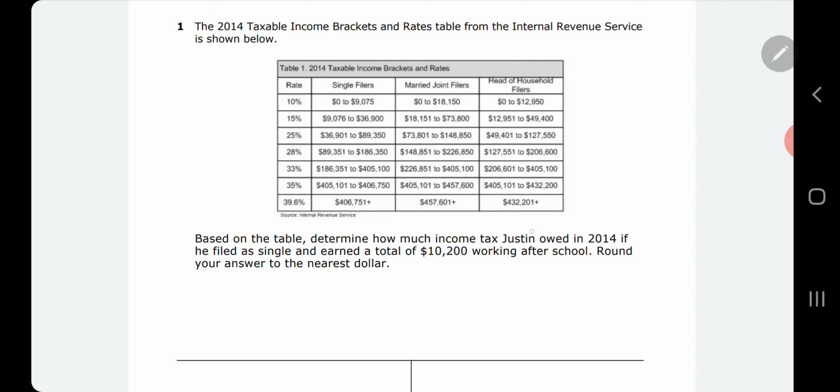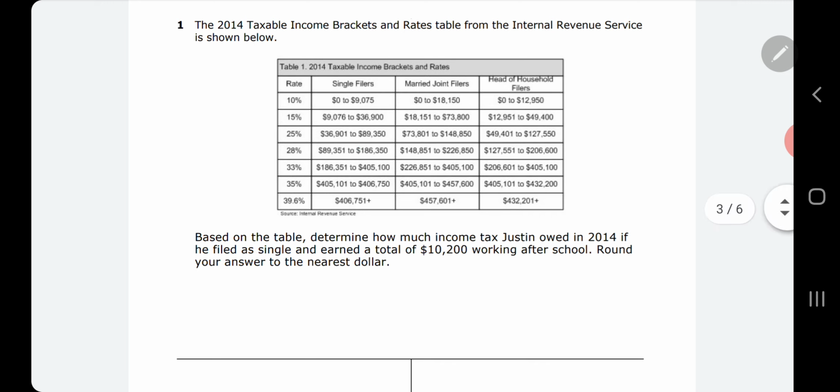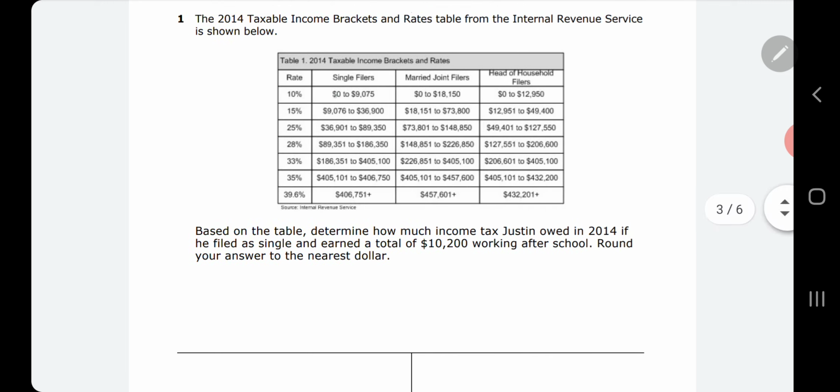Well, he is single, so we're looking at the second column, and we're going to take his money and look between $0 and $9,075, which he did make more than that, but up to $9,075, he's going to be charged 10%. His other amount, $10,200, lies between the numbers $9,076 and $36,900. So the remaining that's left, he'll be charged at 15%.